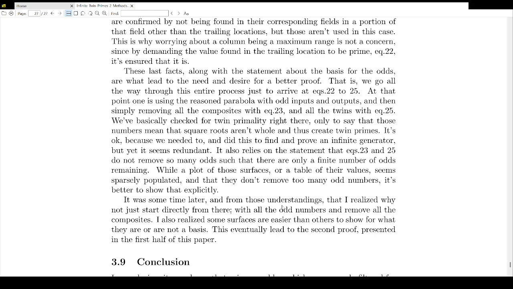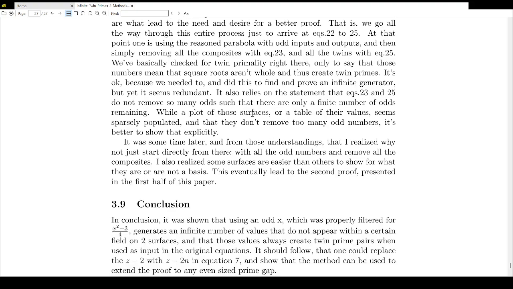It was sometime later and from all those understandings that I realized why not just start directly from there with all the odd numbers and remove all the composites. I also realized that some surfaces are easier than others to show that they're not a basis for certain sets, i.e. that all the work I did in the other proof with the rows and showing that there's an infinite set of integers left over that always create values for any and all in every row, that they're not a basis for that set of numbers. So this is what eventually led to the second proof presented in the first half of this paper, which is the one that I put up videos for first on the channel.